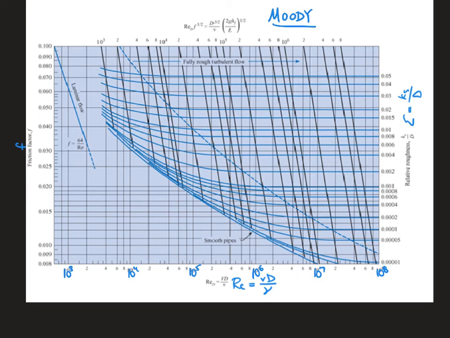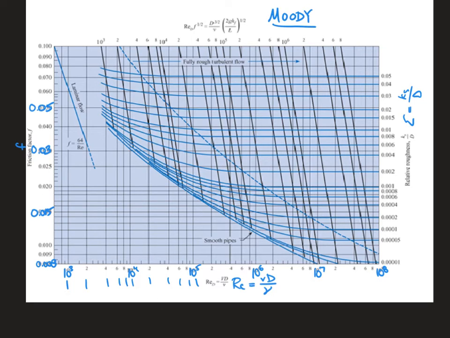Notice this line right here. This is 1,000, 2,000, 4,000, 6,000, 8,000, 10,000, 20,000, 40,000, 60,000, 80,000, 100,000. That's how you read these. For the friction factors over here, again, it's logarithmic. So this is 0.008, this is 0.015, 0.03. I'm hoping that these are as easy to read as I can make them.